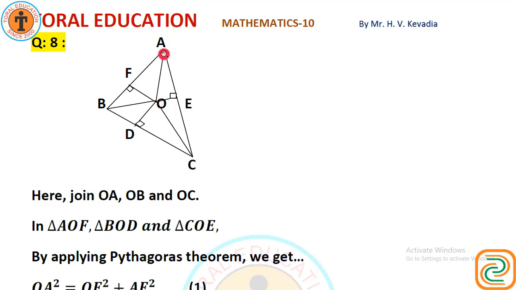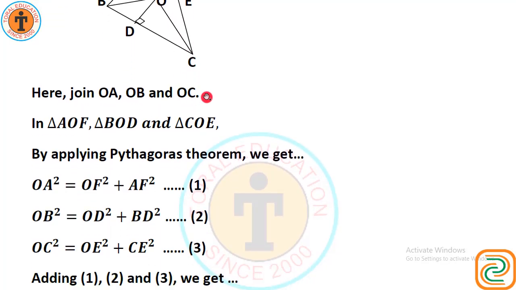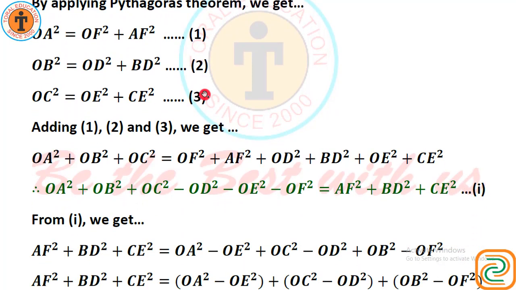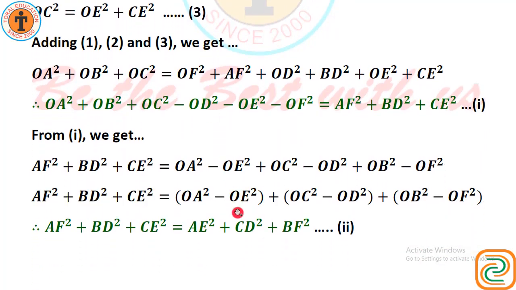OA square minus OE square, that is AE square. OA square, Pythagoras. OA square minus OE square, that is AE square, and OC square minus OD square, that is CD square, and OB square minus OF square, that is BF square. This one is our second result, result number 2.